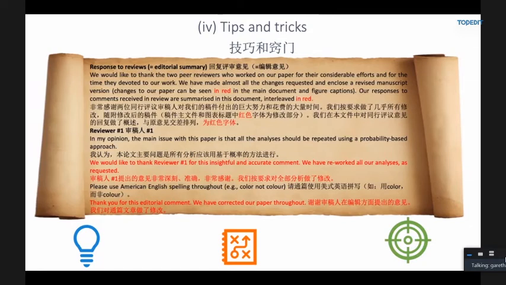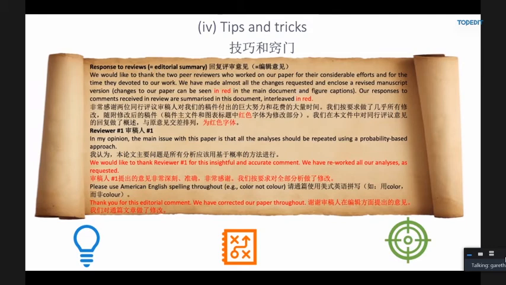Tells the editor what you've done, is polite, and says things like, thank you, considerable efforts. Thank you for the excellent comments. Thank you for the insightful and accurate comment. Thank you for the editorial comment. If you tell your reviewers, thank you for the comment, thank you for the insightful comment, they will actually think when they read the response document, I made a good comment. I made an insightful comment. They will feel good about your paper. They will feel that they've helped you.